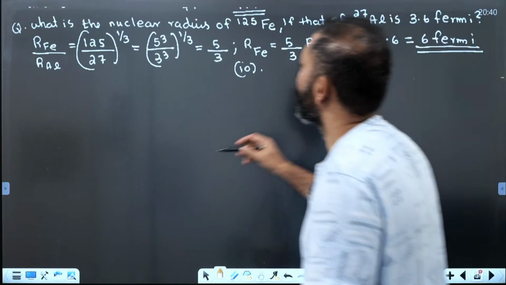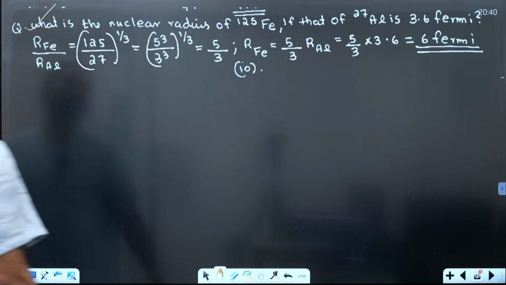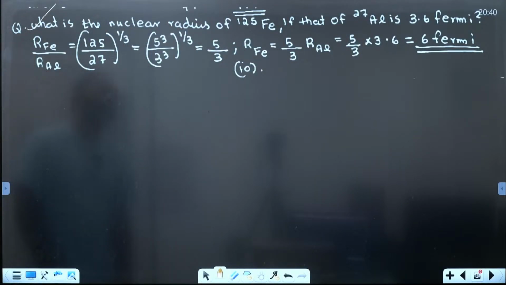Do this question. What is the nuclear radius of 125 Fe if that of 27 aluminum is 3.6 Fermi? See, the aluminum nucleus radius is given. We have to find out the nuclear radius of 125 Fe.